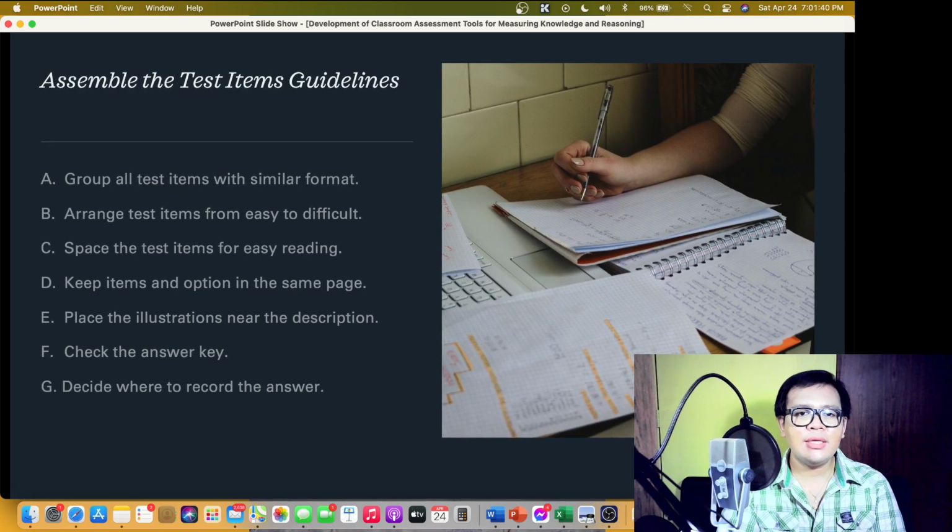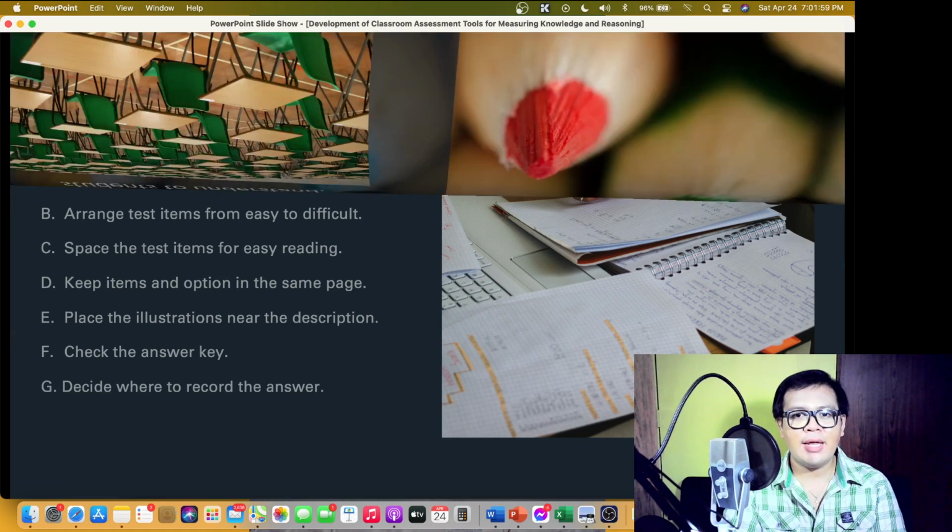So, assemble the test item guidelines. Group all test items with similar format. You also have to consider arranging the test items from easy to difficult. Space the test items for easy reading. Keep items and options on the same page. Place the illustration near the description. Check the answer key and decide whether to record the answer.